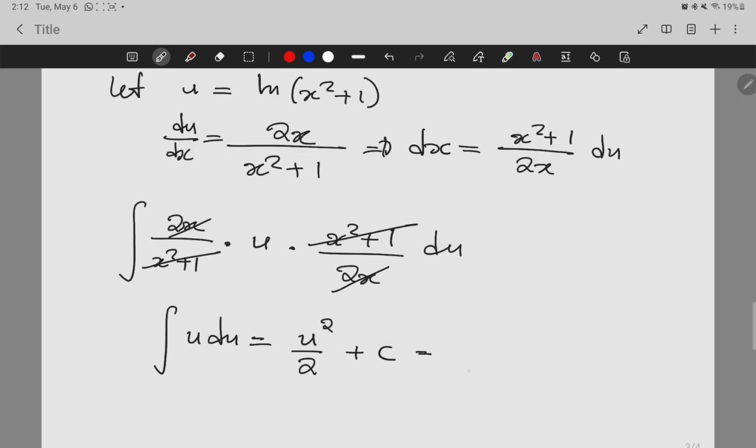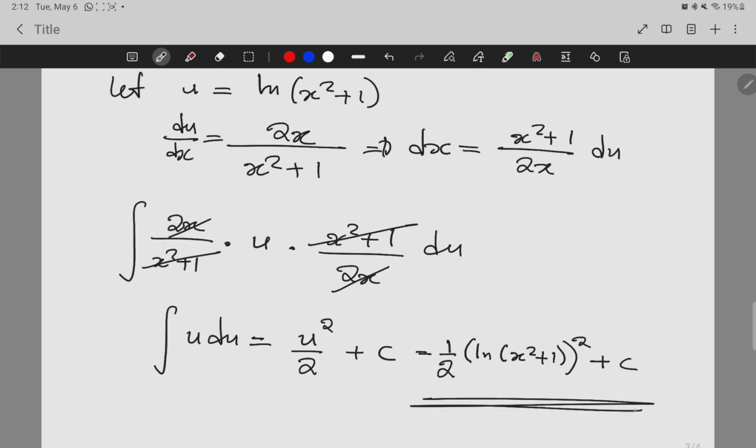But recalling what u is, this becomes 1 over 2. Where we have u, we'll have ln(x squared plus 1), since this was our u. But u has to be squared, so we'll put the square there. Then plus c. So this becomes our solution.